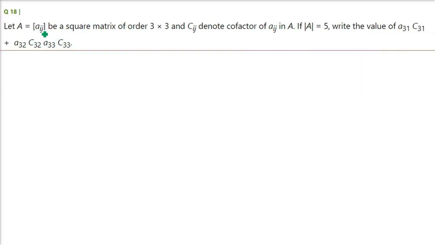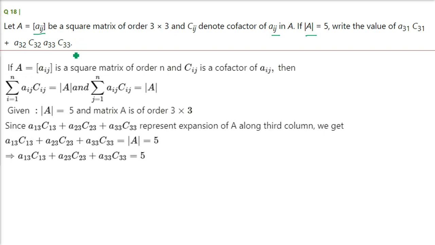Let Aij be a square matrix of order 3 by 3 and Cij denote the cofactor of Aij in A. If the determinant of A is equal to 5, write the value of A31 C31 plus A32 C32 plus A33 C33. Okay. Now the simple explanation is, whichever way you take the determinant is going to be the same value. Any row you take to open the determinant, any column you take to open the determinant, the value of the determinant will not change.